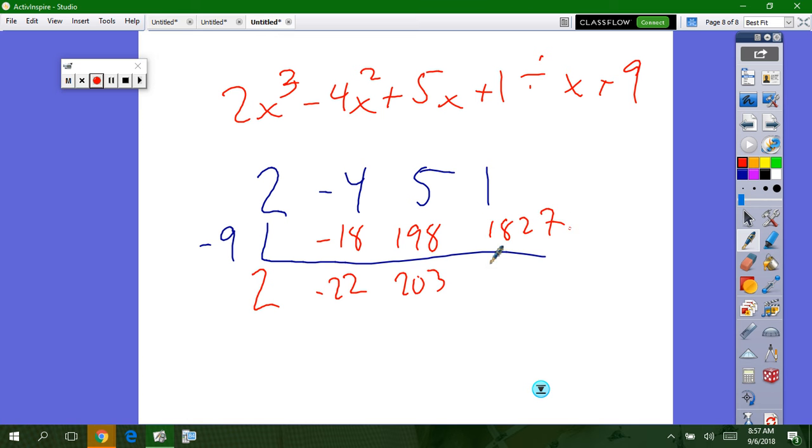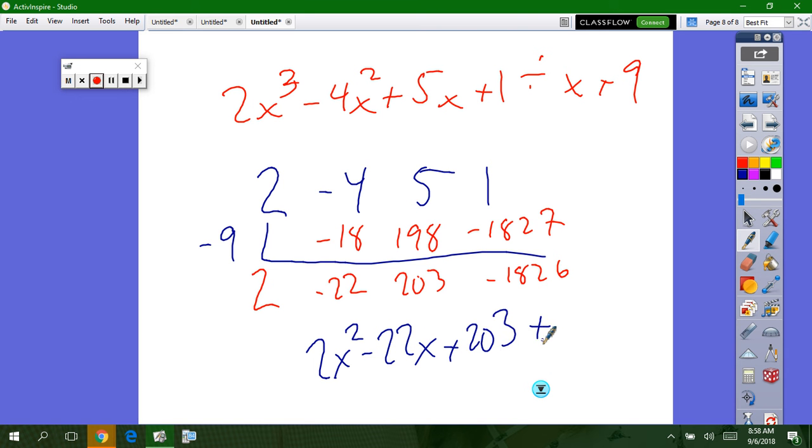$18.27. Negative $18.27. I told you I made it up nasty. What's left over? So how do I write this? That's what your question was, right, Trevor? Okay, so here we go. This was an x cubed. What's this? X squared. So I have 2x squared minus 22x plus 203 plus negative 1826 divided by who? Who are we dividing by? X plus.